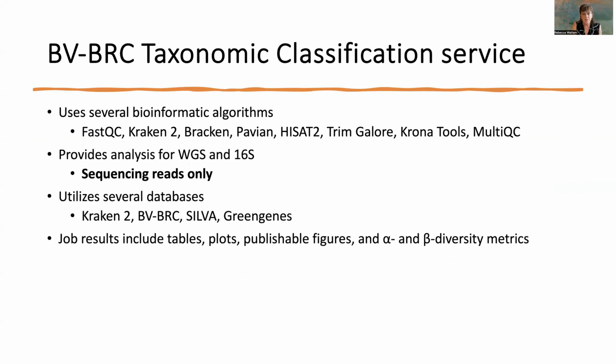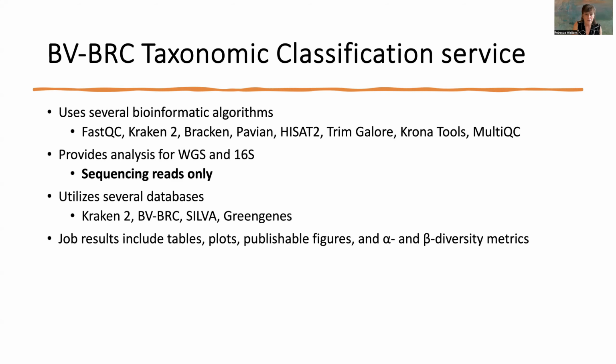We're going to use the BV-BRC Taxonomic Classification Service, which uses several different bioinformatic algorithms, which we'll talk about. This service you can use for WGS, which stands for whole genome sequencing, or 16S sequencing, and it only uses sequencing reads. It utilizes several databases, which we'll talk about, and it gives you job results that include tables and plots, publishable figures, and also alpha and beta diversity metrics.